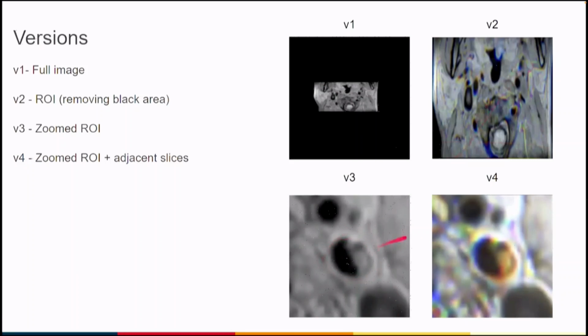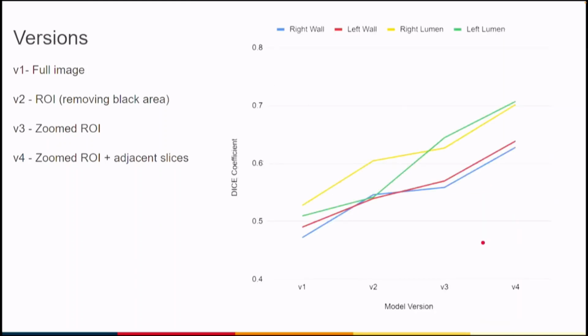And later, in the fourth and final version, I added, as you can see here in the RGB channel, both the previous, current, and next slice to add some 3D information into the model. Each of the iterations, from the first to the fourth model, was a clear improvement in the dice coefficient.